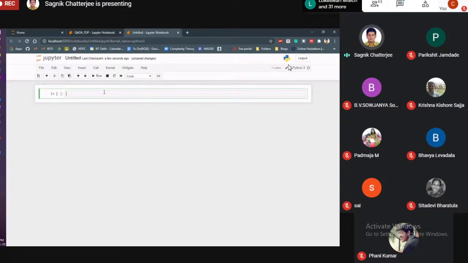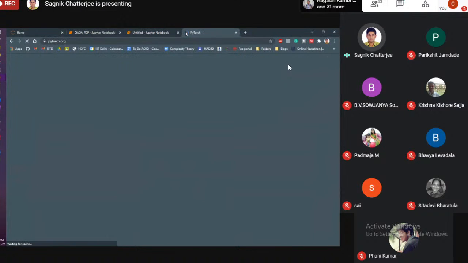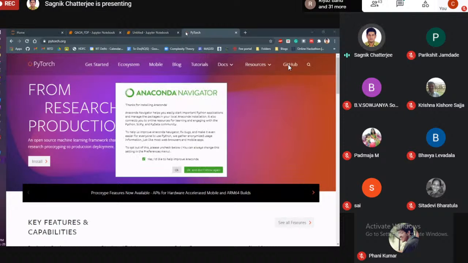When you're done with Qiskit, for machine learning purposes you can go to the website of PyTorch or TensorFlow. I would prefer PyTorch because it runs a little faster on my system. I have no GPU, so every computation that I do is CPU bound. So PyTorch seems to run a little faster, but I have worked with TensorFlow also.